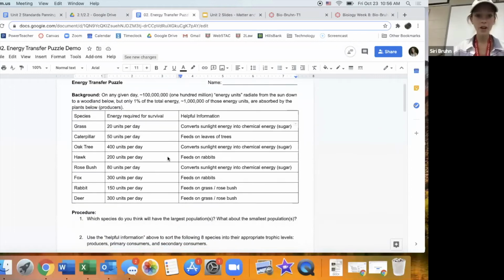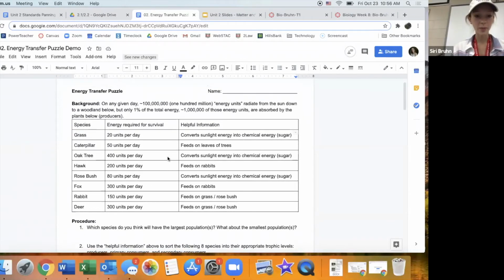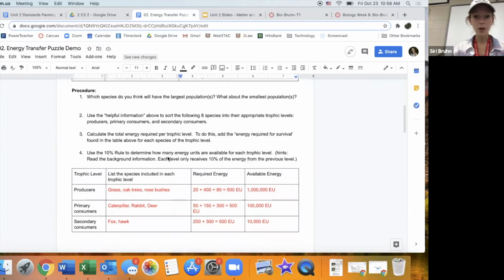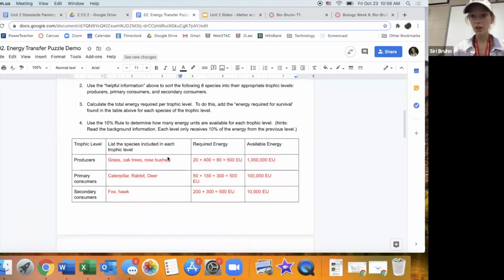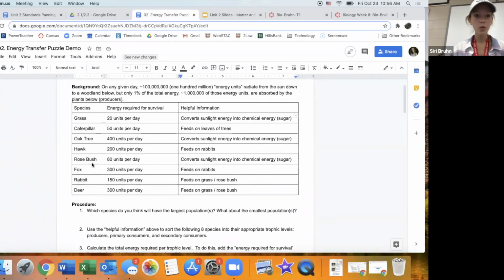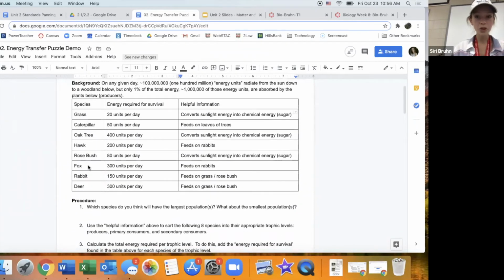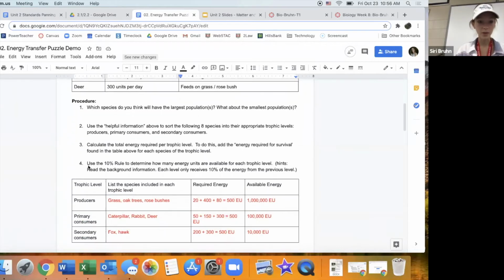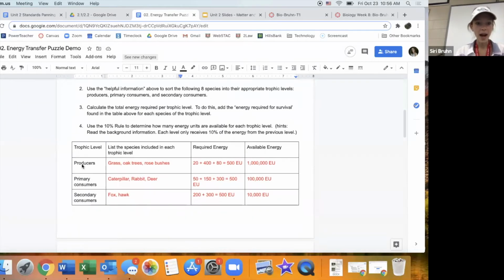So hopefully you all got a chance to get started with the energy transfer puzzle, but I have filled out the first table for you here in order to check whether you were thinking about the puzzle correctly. So to recap, you needed to figure out which of the species listed above in this table were producers, primary consumers, and secondary consumers. And so I listed those species here for you.